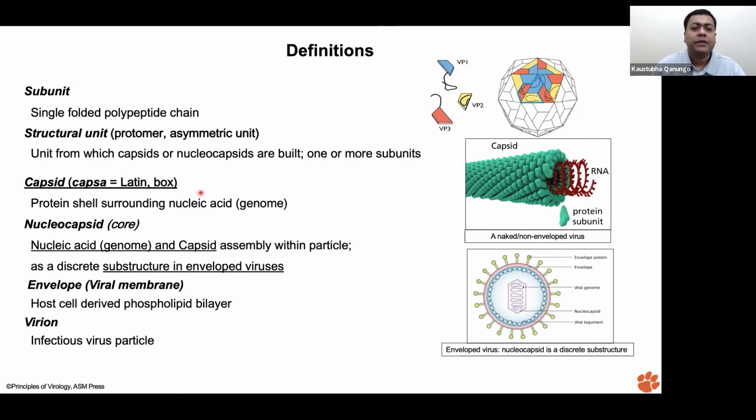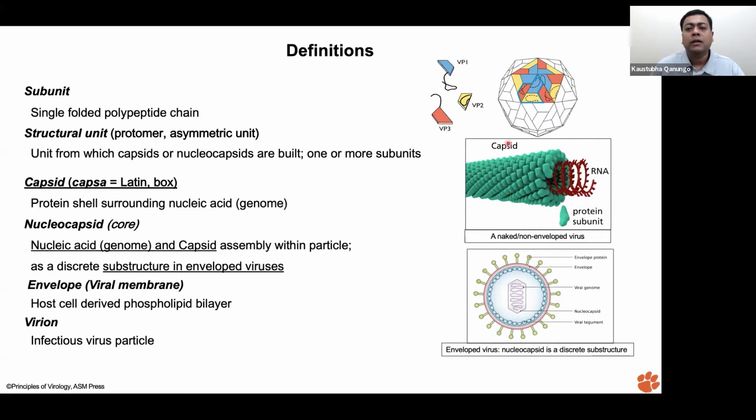The next is the capsid that we constantly call a box. This is the protein shell surrounding the genome. You can see that this is a naked TMV, or the tobacco mosaic virus. It contains only 1 protein subunit, which encloses the RNA, and this is a naked capsid. The nucleocapsid, on the other hand, is the genome and the capsid assembly within the particle. Sometimes people get confused with this, but there's no confusion. It's very straightforward. If the RNA and the capsid are present together, we call this a nucleocapsid. If you take the RNA out and there's an empty capsid, then it's just a capsid, not a nucleocapsid.